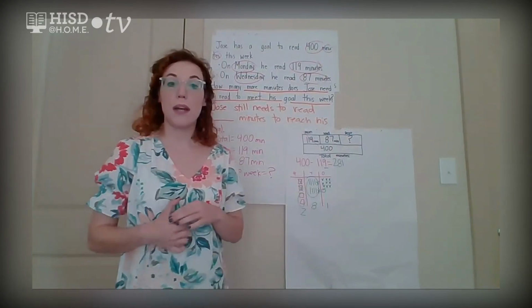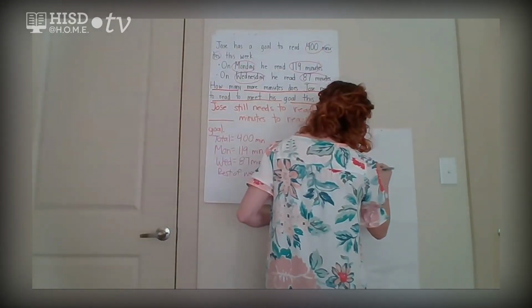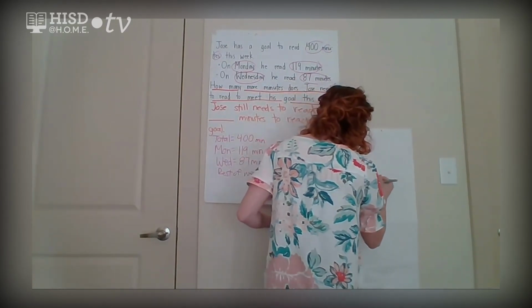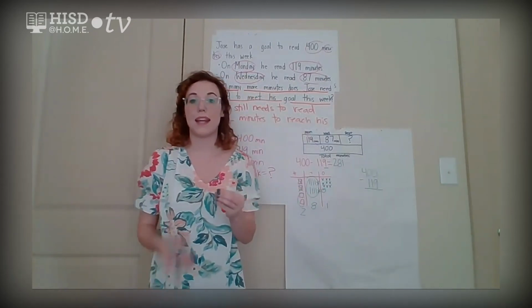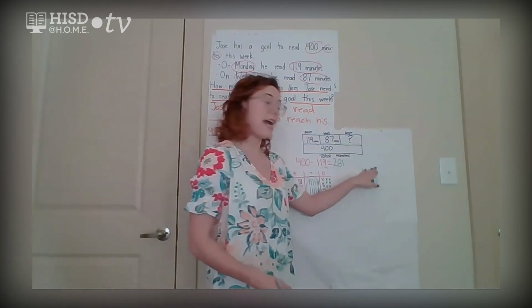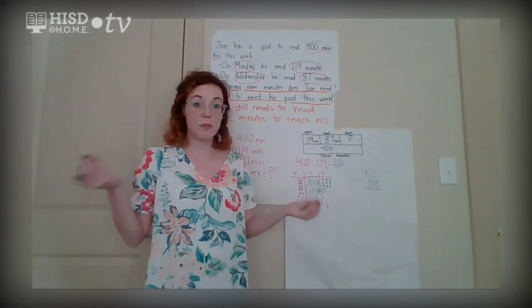I'm going to double check by using standard form. 400 subtracted by 119. I need to regroup because I have 0 ones and I'm supposed to subtract 9 away from that. So I'm going to go over. I have 0 tens. All right, I'm going to go over. I need to regroup something.